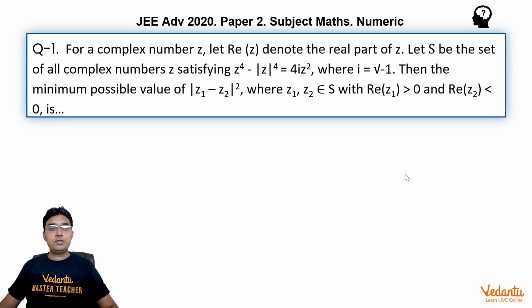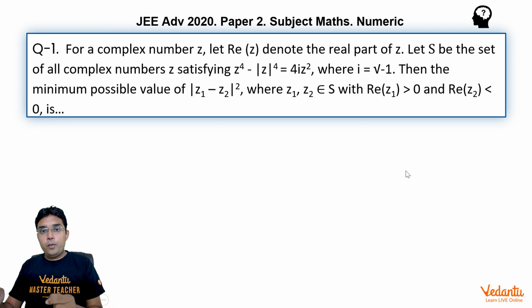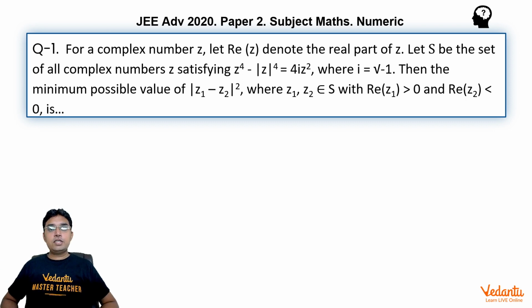I am presenting you the solutions of JEE Advanced 2020. This is question number 1 from paper 2 from the topic complex number. This is one very important topic for JEE Advanced. In this, they have combined the concept of modulus of a complex number with minimum distance of 2 points on a curve. Let us see what this question is.